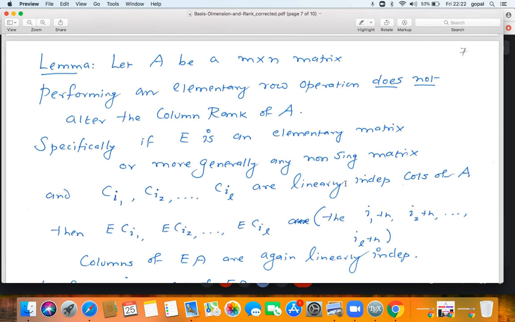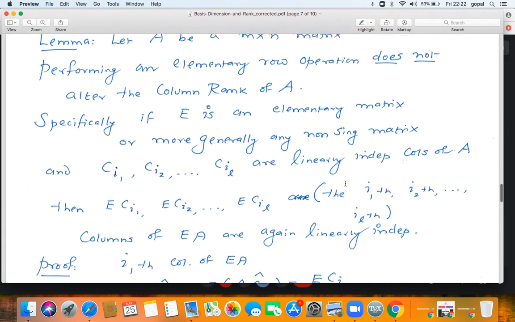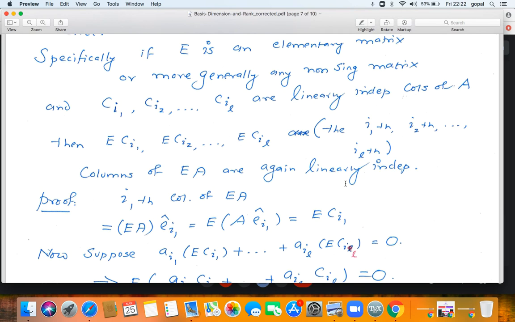Okay, so C_i1, C_i2, dot dot dot, C_il are linearly independent columns of A. Then EC_i1, EC_i2, dot dot dot, EC_il are the i1th, i2th, dot dot dot, ilth columns of EA, and we want to show they are again linearly independent. So what is the i1th column of EA? Take any matrix B, and I want the kth column of B. It's very easy, and that kth column of B is simply B e_k cap. Rule 1, remember those 4 basic rules that we wrote down. So the i1th column of EA is simply EA multiplied with e_i1 cap, the unit vector.